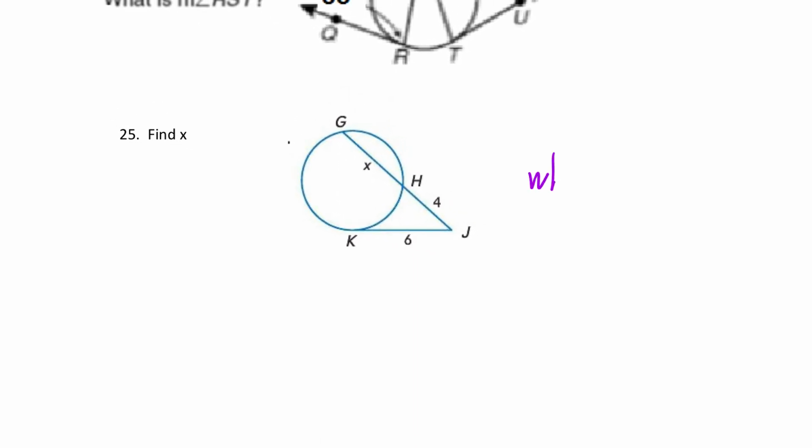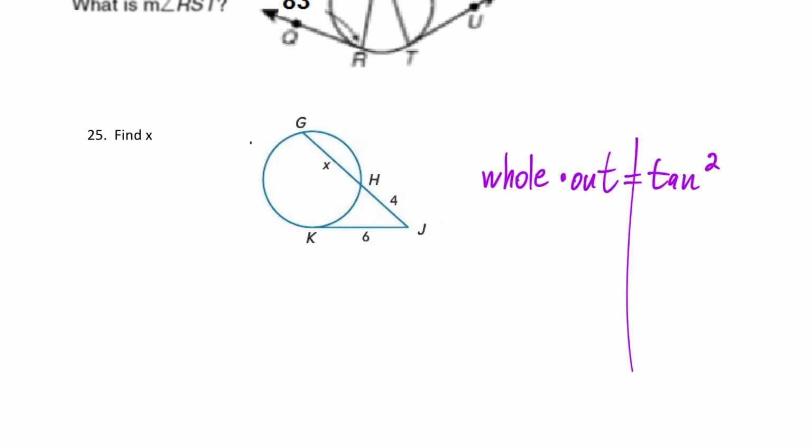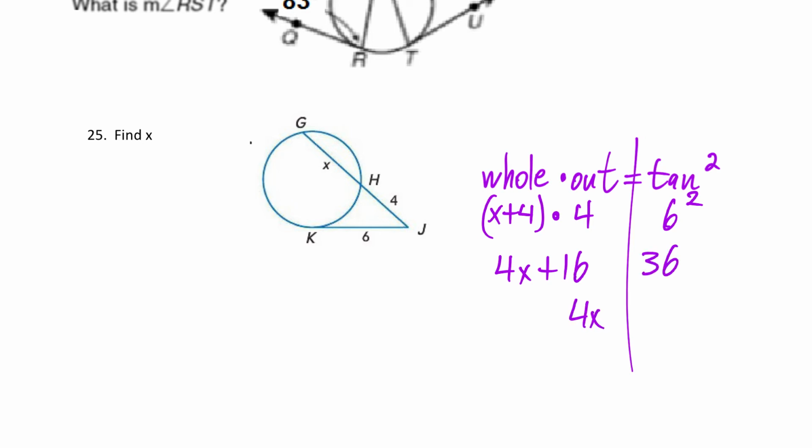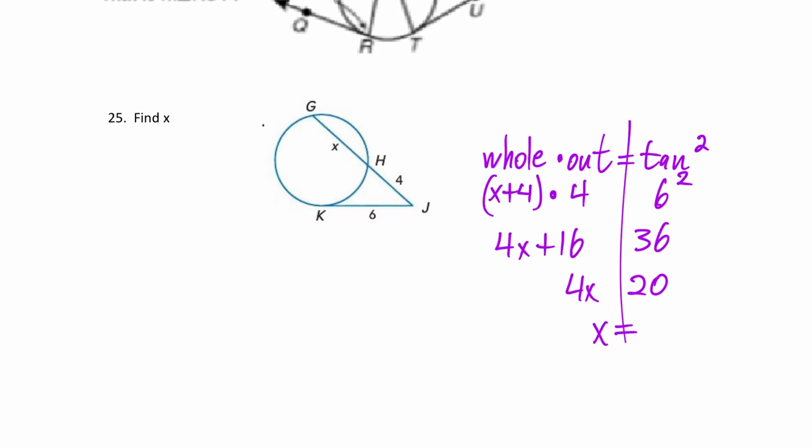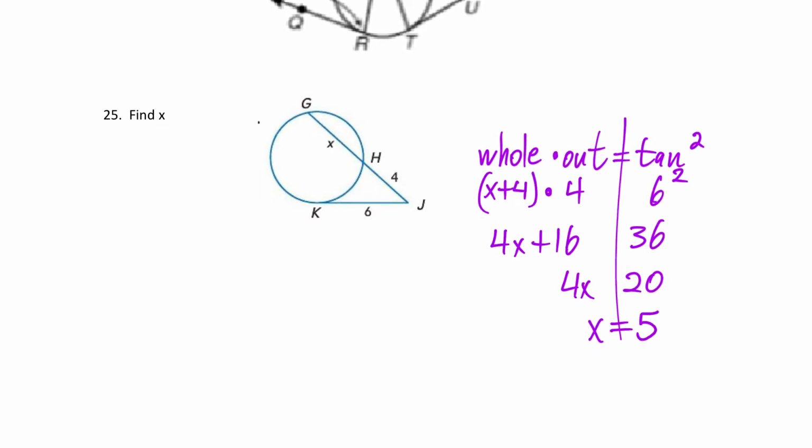So on this one, it's going to be whole times outside equals the tangent piece squared. How long is the whole thing GJ? x plus 4 times how long is the outside piece? 4 equals 6 squared, which is the tangent piece squared. So we get 4x plus 16 equals 36. Subtract 16, 4x equals 20. So x equals 5.